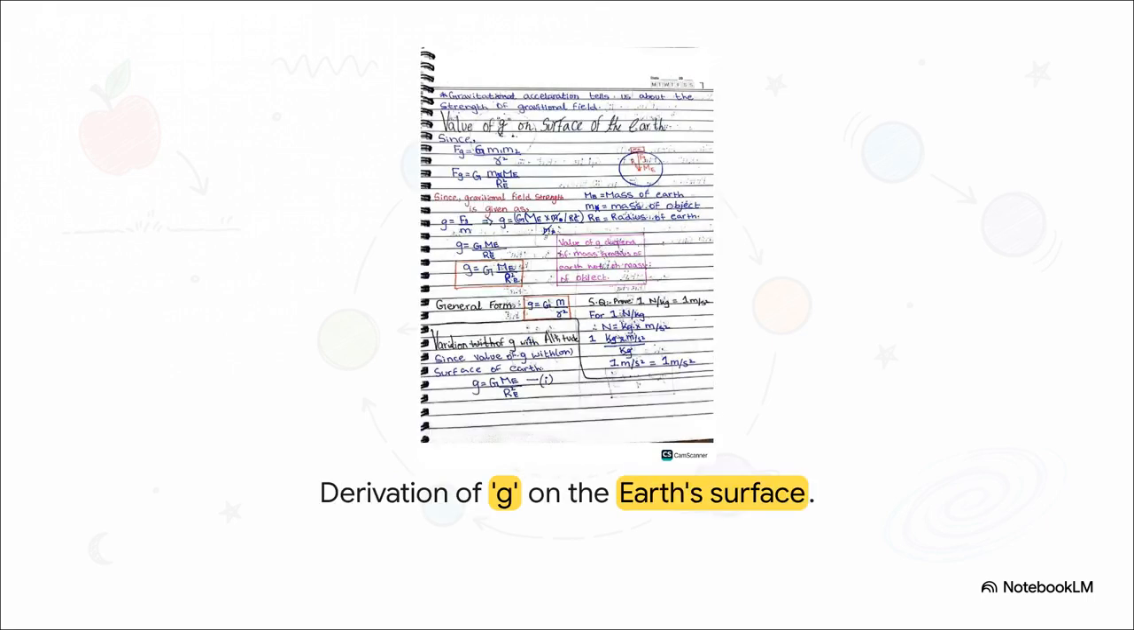So here is the real takeaway. When we derive the formula for g on the surface of the Earth, we see it equals the gravitational constant, capital G, multiplied by the mass of the Earth and then divided by the radius of the Earth squared. Notice what's missing from that final equation? The mass of the actual object that's falling. The strength of the field, the value of lowercase g, depends entirely on the mass and radius of the Earth itself. It does not depend on the mass of the falling object. This is exactly why a bowling ball and a feather will fall at the exact same rate in a vacuum.